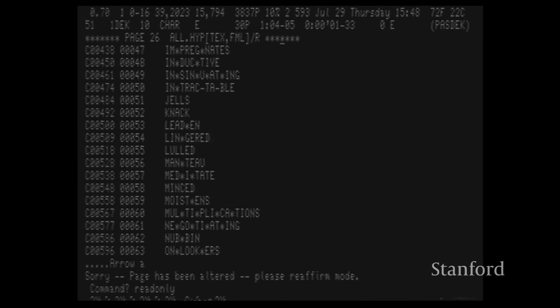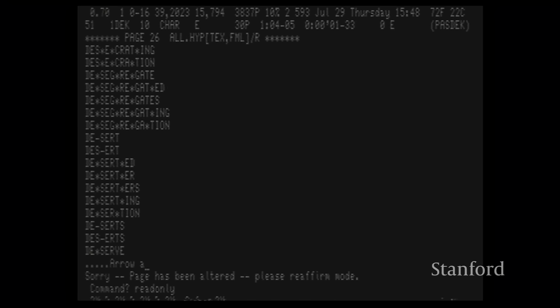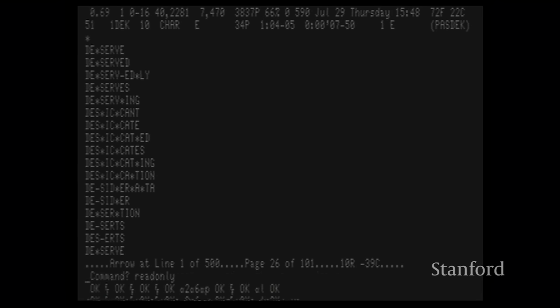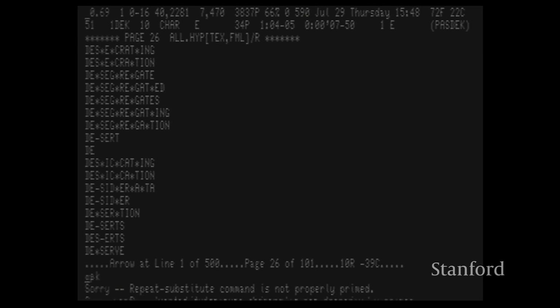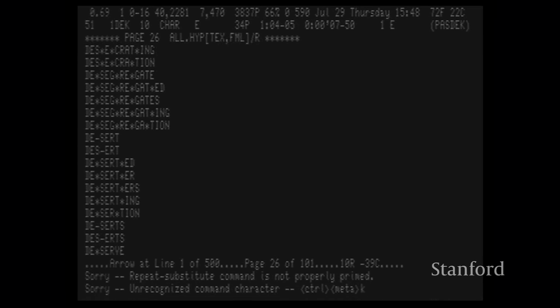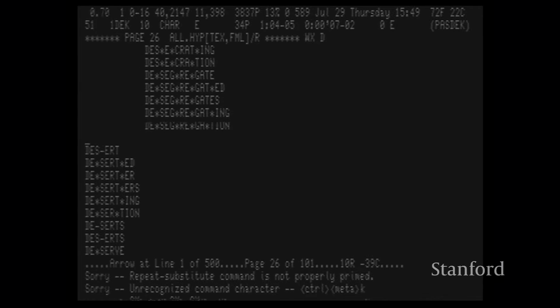So page 26 is... okay, I'm sorry, I'm supposed to move this over now. So ta-dum, pa-dum, pa-dum. Sorry, repeat substitute command is what? Oh, I forgot top. Okay. Ta-da, ta-da. There we go.